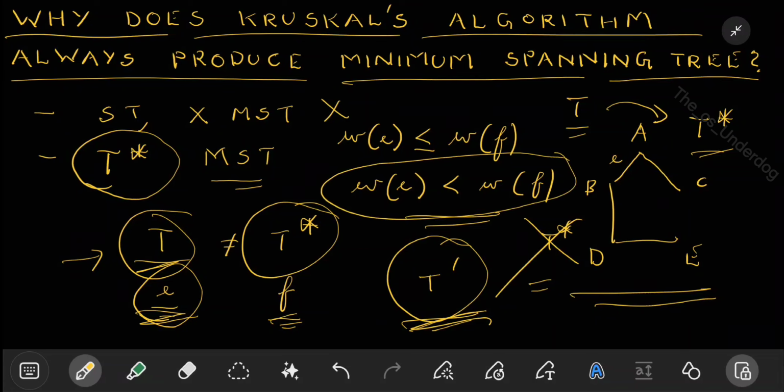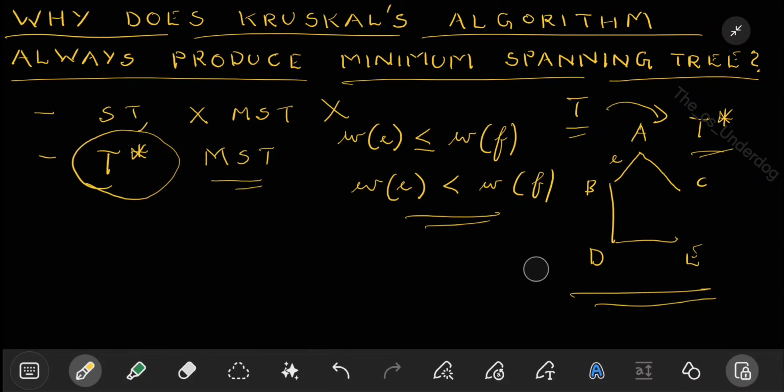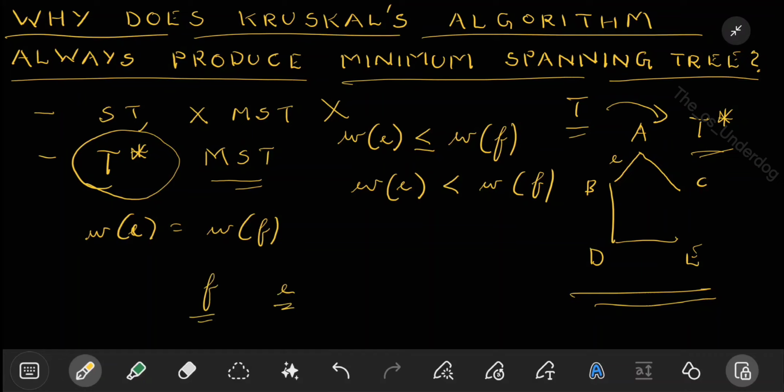Let us consider the other case as well. That is, what if weight of E is equal to weight of F? If this happens, what is the scenario? If you do the same thing and replace the edge F with edge E in the MST T star, this time it is not going to yield a spanning tree with lesser weight than T star. So this is not a problem.